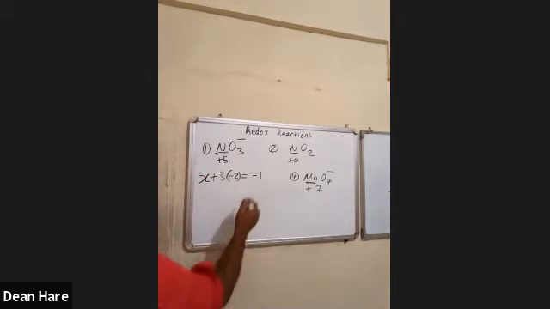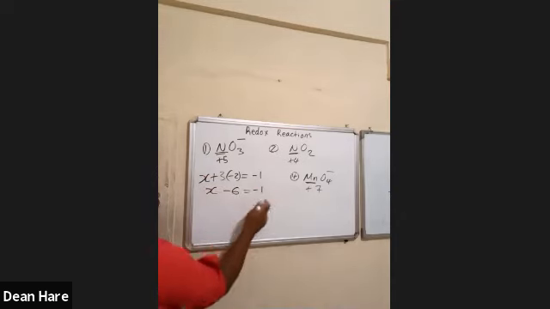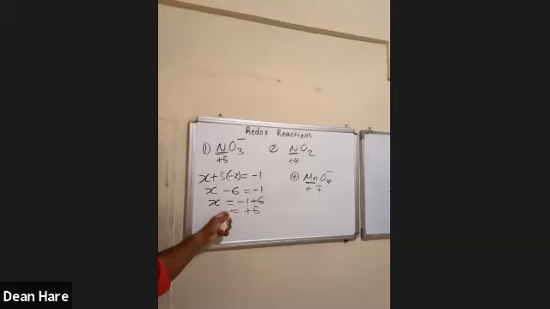Now we know that 3 times -2 is -6. So X minus 6 is equal to -1. X is equal to -1 plus 6. We end up with +5. All right, so that is how we ended up with +5 for our answer.